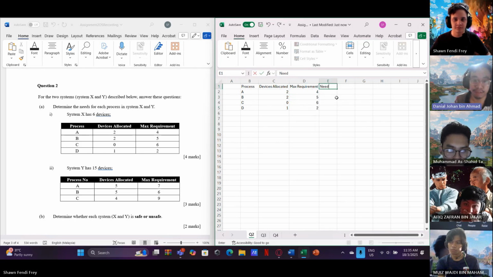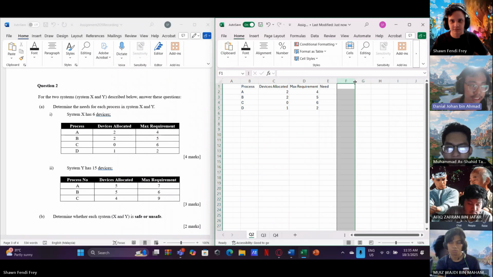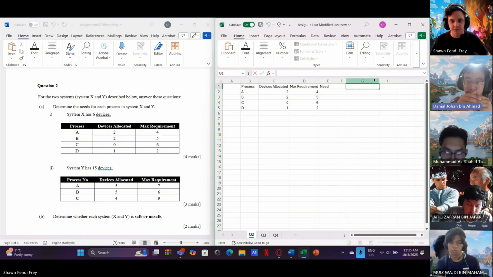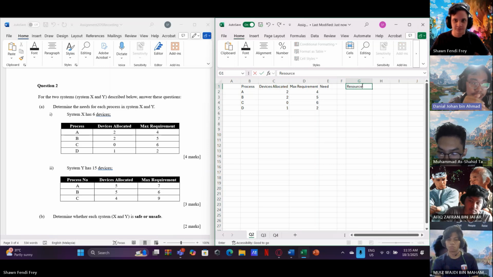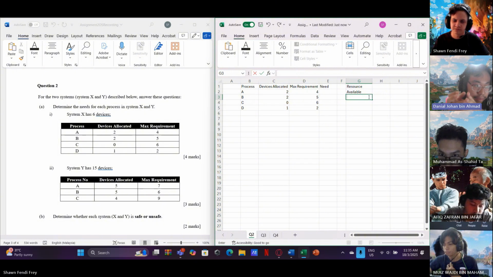So there are 4 steps that we have to do. The first would be find the available resource by subtracting the total amount of resource with total allocated. Step 2, calculate the need by subtracting the max requirement and the allocated for all processes. Step 3, find the smallest need from the need column and see whether the amount of the available is sufficient to do so.